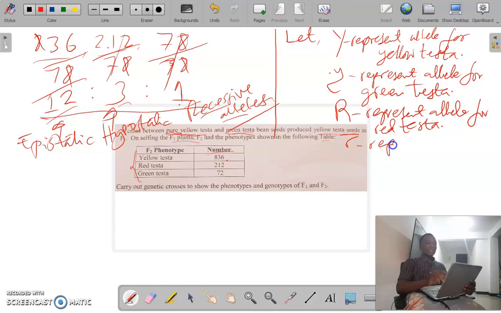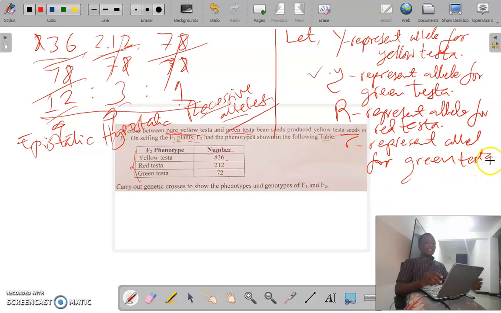Now small r will represent the allele for green. It will produce the same thing as green tester in some cases. But in some cases your question may state that this small r has no effect on the color of the tester. So sometimes you can have such cases whereby this one has got no effect.